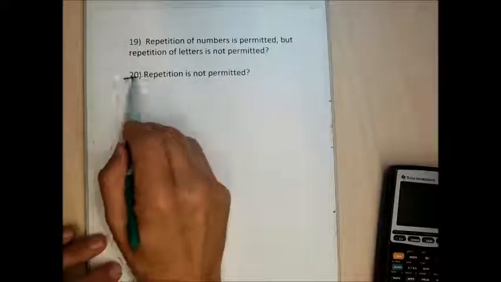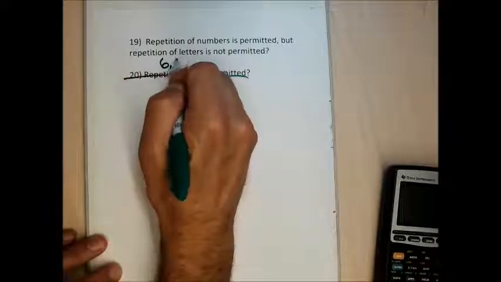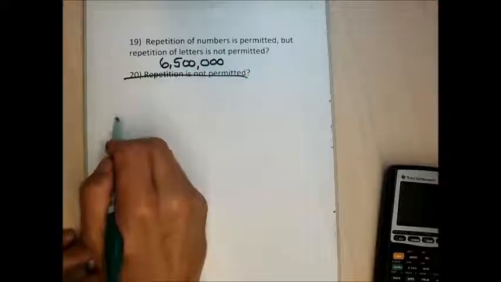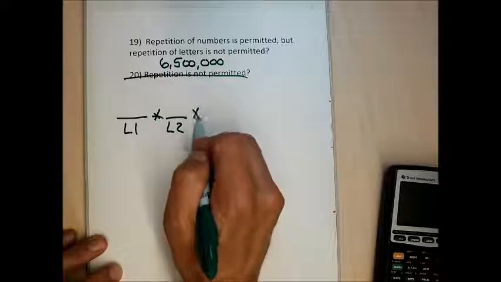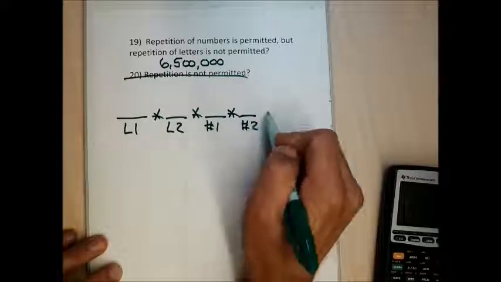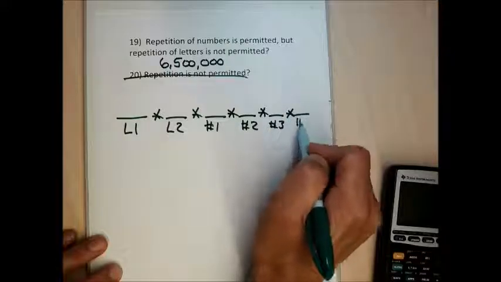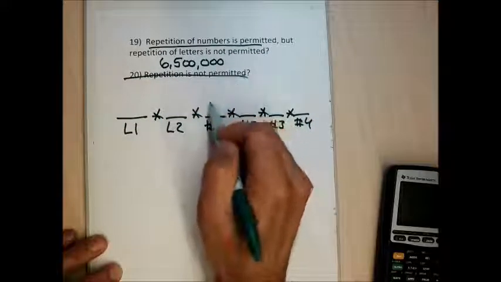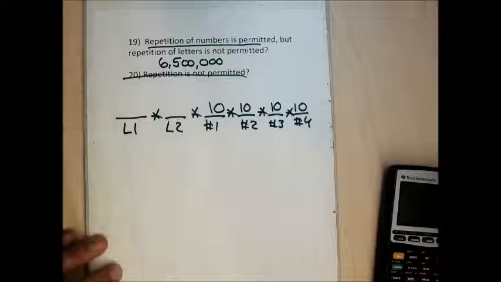Let's work through 19 together. You can pause the video and do 19. If I have the right answer written down, I believe the answer is 6,500,000. So again, I'm finding out how many of these codes are possible, and these codes have 2 letters followed by 4 numbers. It says repetition of numbers is permitted. So for each of the digits, I'm allowed to use all 10 numbers from 0 through 9.